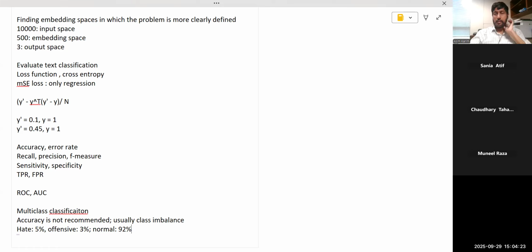ठीक है, so accuracy generally is not recommended, especially if you have imbalanced data, even if it is binary. बाइनरी के लिए भी मैंने कहा था कि generally text के लिए कम use होता है, precision, recall और F measure ज़्यादा होता है. For multi-class it's even more a problem, as you can see in this particular example.